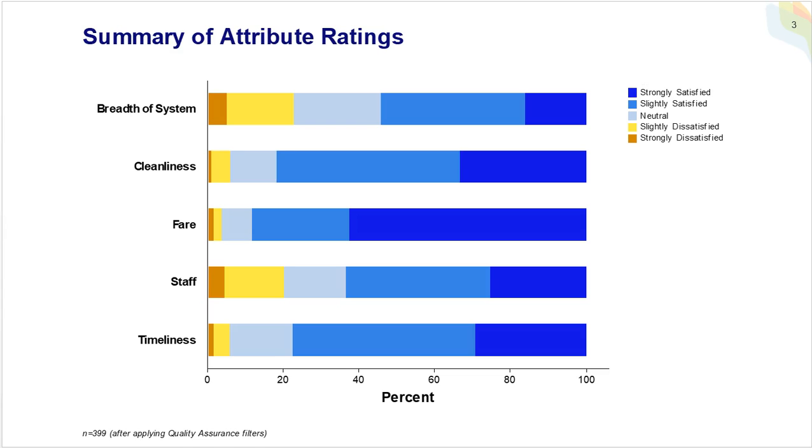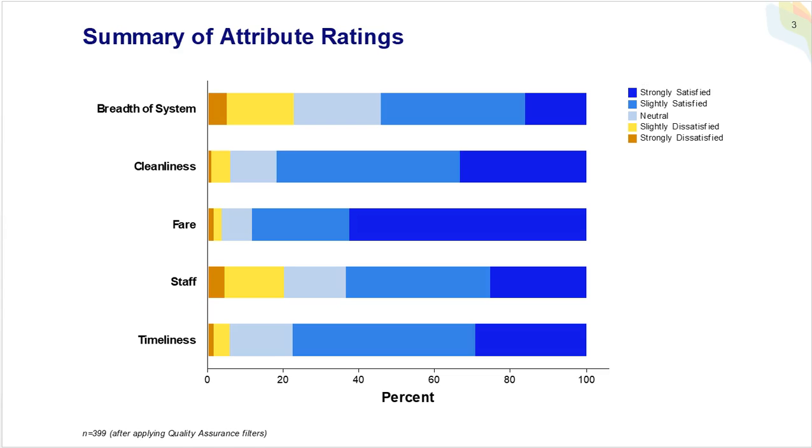Excellent. So on this particular example, fare looks to be rated the highest, with by far the largest percentage of respondents answering strongly or slightly satisfied. The average there was about 4.5. Two of the lowest rating attributes were breadth of system and staff. Breadth of system rated the lowest at about 3.4, staff rated at 3.6.